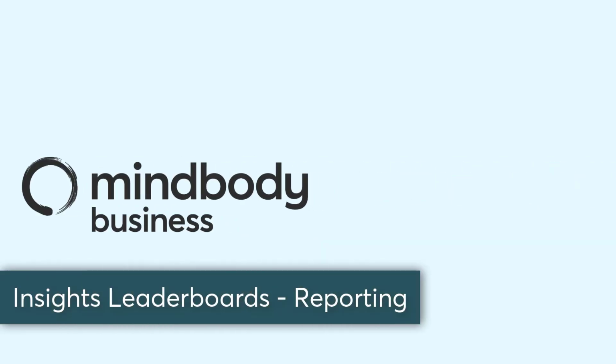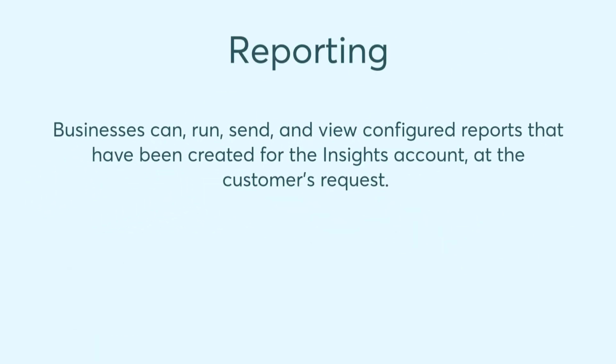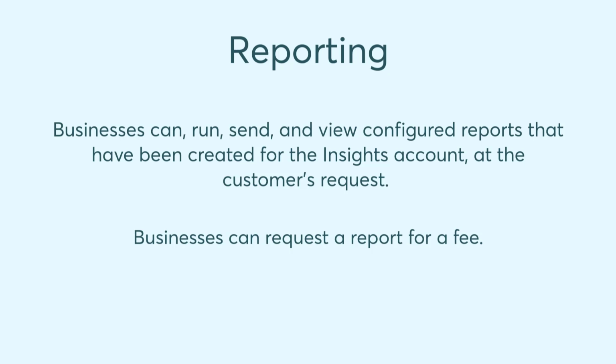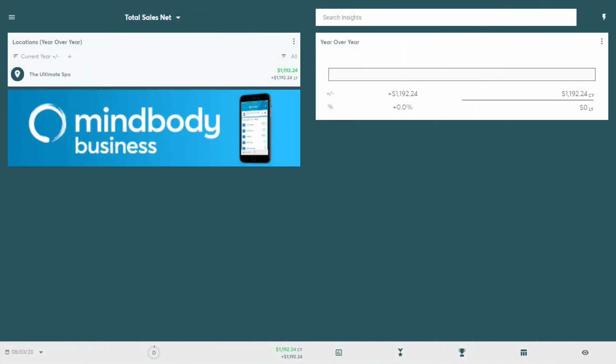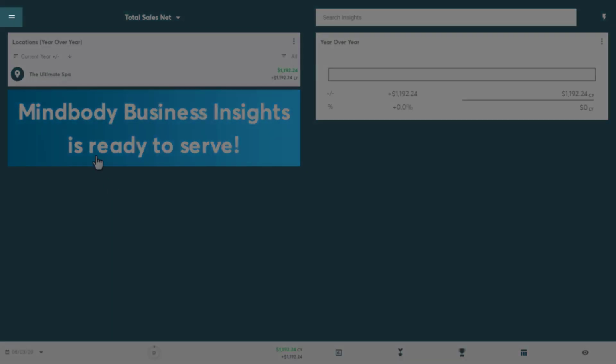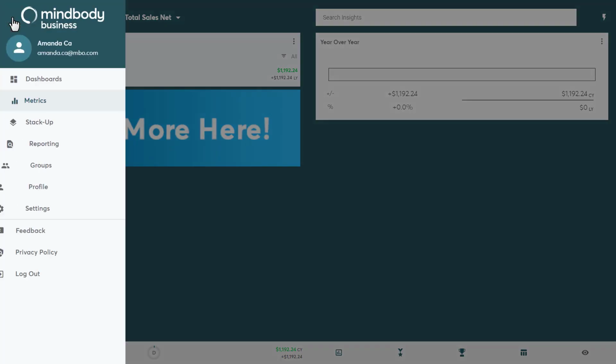In this training video, we will cover the reporting feature of Insights and learn how it works. The reporting section of Insights is where businesses can draft, run, send, and view configured reports that have been created for the Insights account. To get to reporting, log into the app, tap on the main menu, and then tap Reporting.